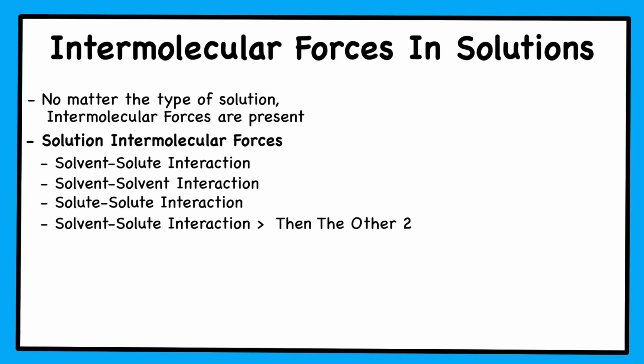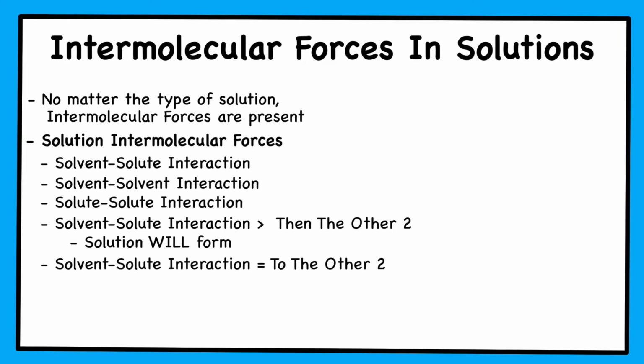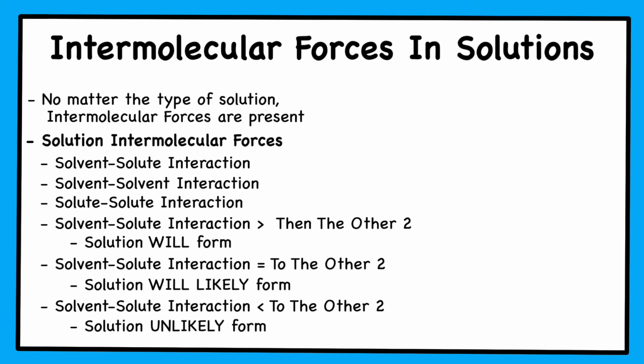If our solvent-solute interactions are stronger than our solvent-solvent interactions and our solute-solute interactions, a solution will be formed between the substances. If the solvent-solute interactions are equal to the solvent-solvent and solute-solute interactions, a solution is likely to form. The only time a solution is unlikely to form is when these solvent-solute interactions are weaker than the solvent-solvent and solute-solute interactions. Despite this, a solution may be formed depending on the relative magnitude of differences between the forces.